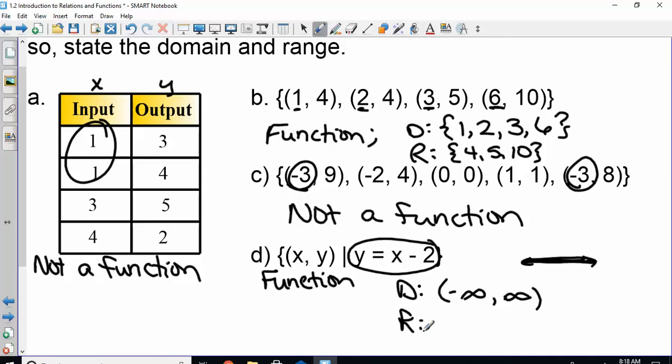The range, talking about my y's. Can I get negative answers for my y? If you do something minus 2, can you get negatives? Yeah. Can we get positives? Yeah. Can I get 0 for an answer? Is there anything we can't get then? So my range would be negative infinity to positive infinity as well. Any questions on those?